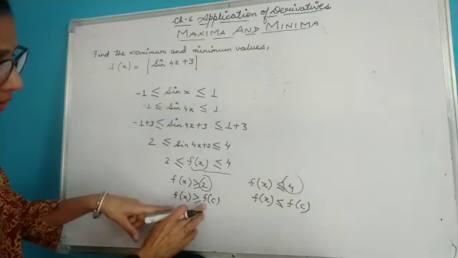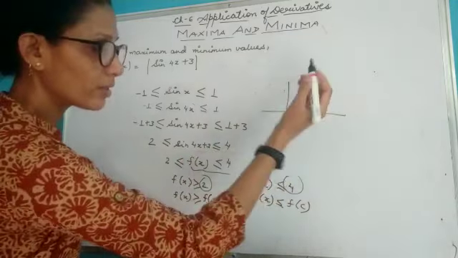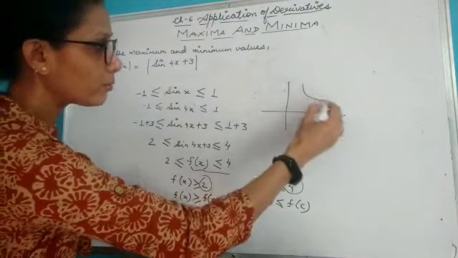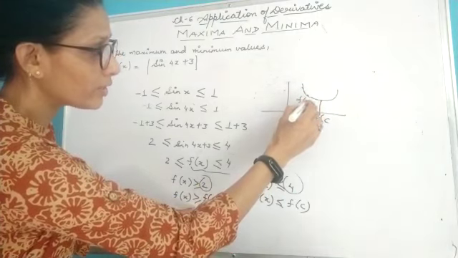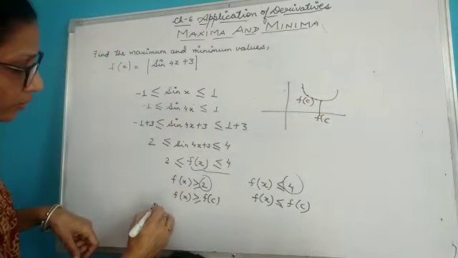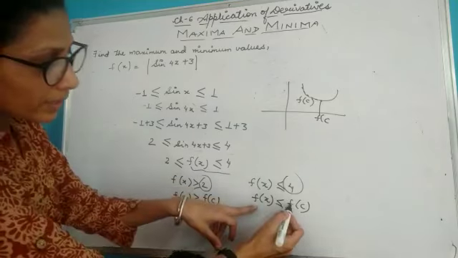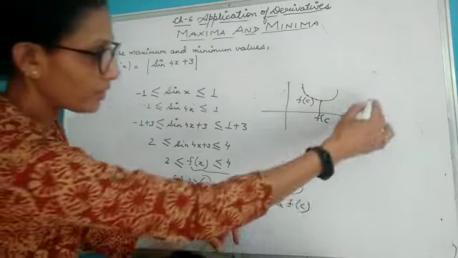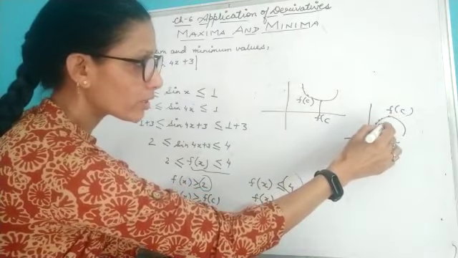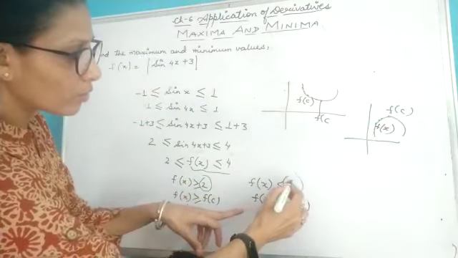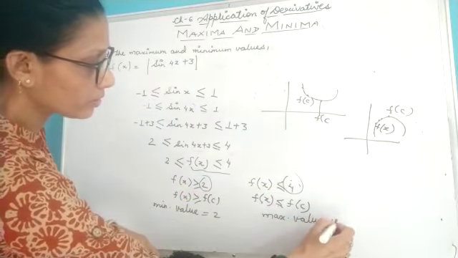Let's see. This is here, fc is less or equal to fx. So if I draw the graph, fc is less. That means this is your fc which is less than the fx. So here it will attain a minimum value. So minimum value is 2, and here fc is greater or equal to fx. That means this is your fc point which is greater than all other points lying on the curve. So here 4 will be the maximum value. So maximum value is 4.